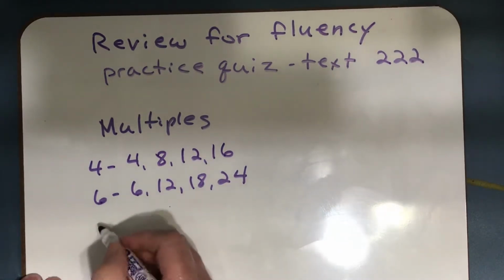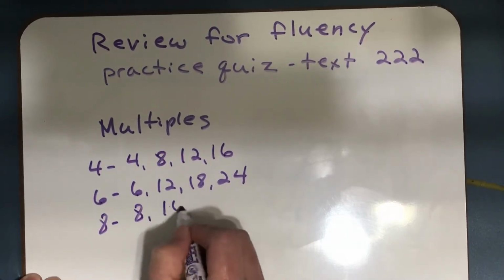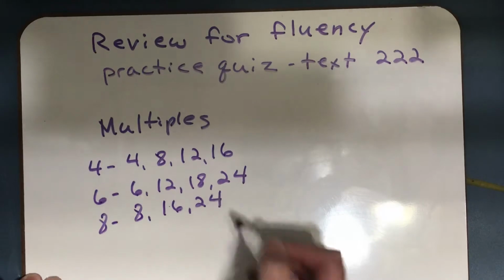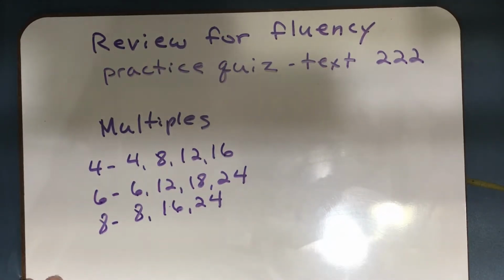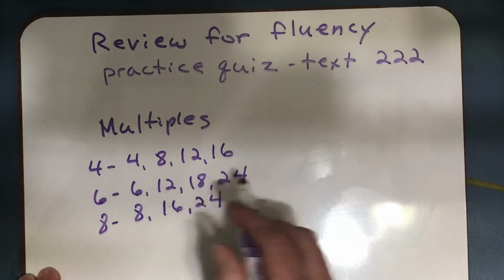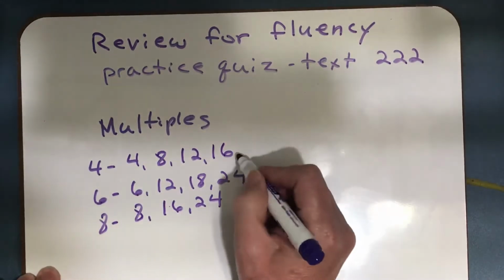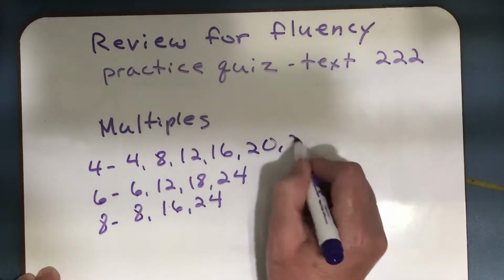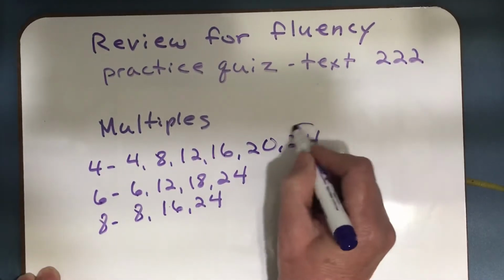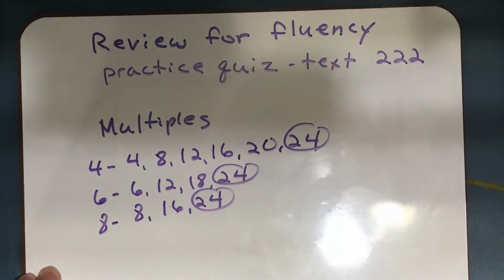Now let's also put 8 here and do some multiples of 8. 8, 16, 24. And these are not all of the multiples of 4, 6, or 8. They're just some of them. And I can see that a common multiple of 4, 6, and 8, well, it's not, I need to keep going. I can see I have 24 on 6 and 8, but I need to keep going on my 4s. 20, and then there's 24. So 24 is a common multiple of 4, 6, and 8.